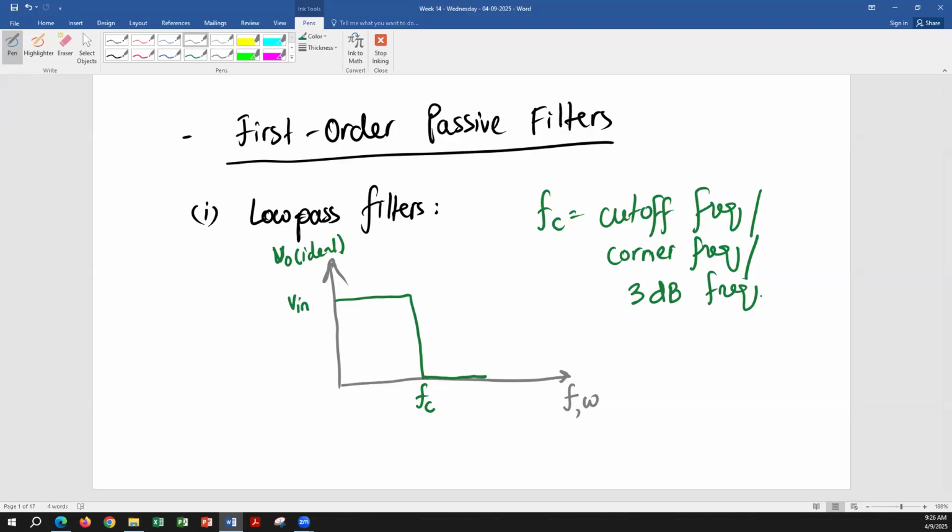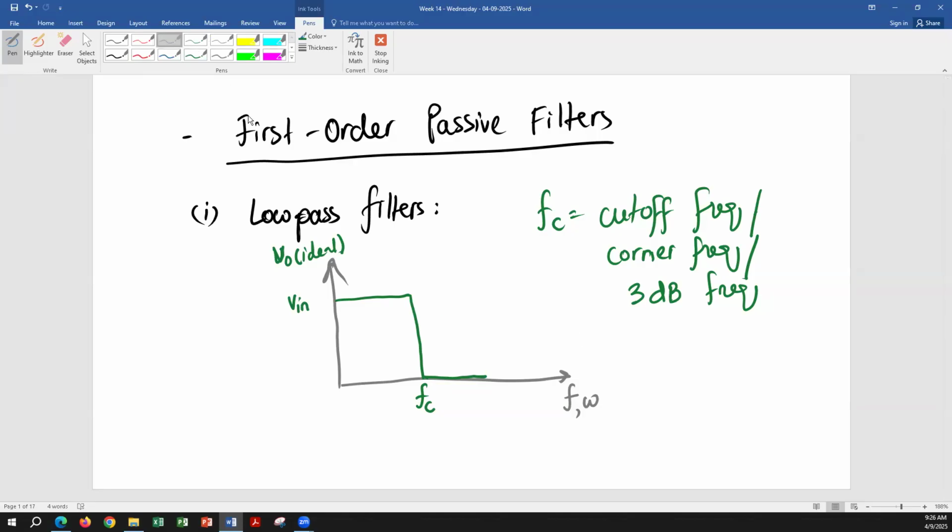But for the ideal filter, as you can see, output is equal to the input signal up to the cutoff frequency, and after the cutoff frequency, the output becomes 0. So all the input signal is passing through the circuit up to the cutoff frequency, ideally, and after the cutoff frequency, it goes down to 0. So for the ideal filter, cutoff frequency is the frequency up to which the signal is going to pass, and after which, for the low pass filter, the signal is going to stop.